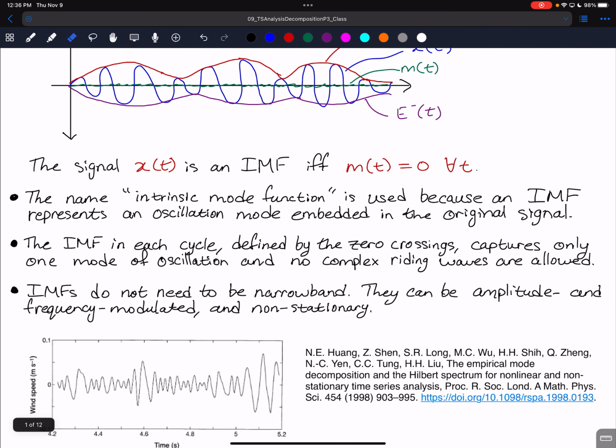All right, so the name intrinsic mode function is used because the idea is that an IMF represents some oscillation that is embedded in the original signal, or a particular mode of oscillation embedded in that original signal. Meaning that a particular signal that has numerous components will have numerous IMFs embedded in it as well.